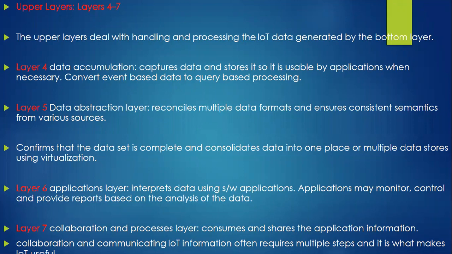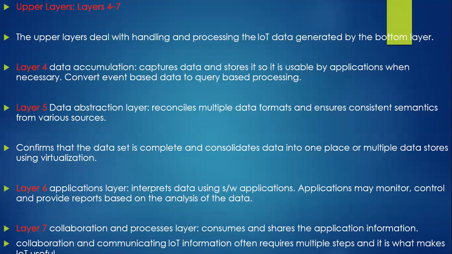Then the data abstraction layer. We need to collect the data from the different locations of the data storage, and it should be available for providing to the application layer. We don't have much discussion about layers 4, 5, and 6. The main thing is the bottom 3. Then layer number 6, application layer, enterprise data using software applications. The application may monitor, control, and provide reports based on the analysis of the data.